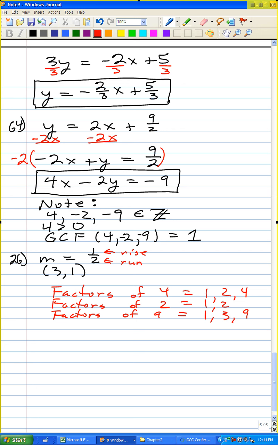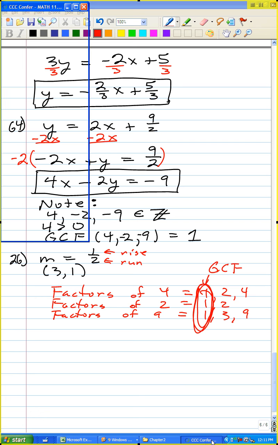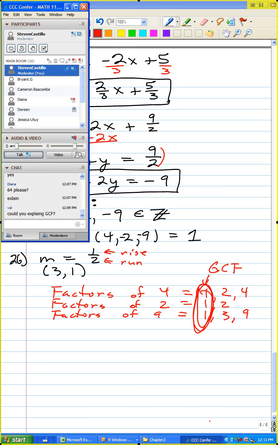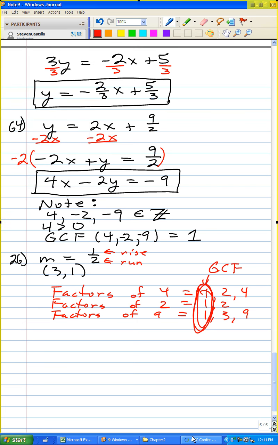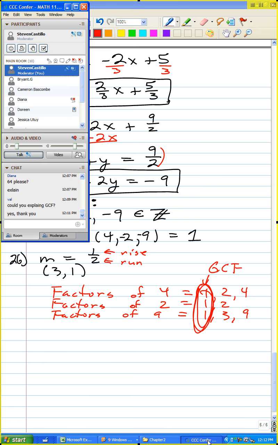So I look at things that are in common. Well, the 2's are in common, but it has to be in common with everything. The only thing in common is 1. Therefore, that's the common factor, and it's the largest, so it's the greatest common factor. So the greatest common factor is 1 because it's the only one in common between these three numbers. Is that clear? So GCF is the greatest common factor. Okay, good.